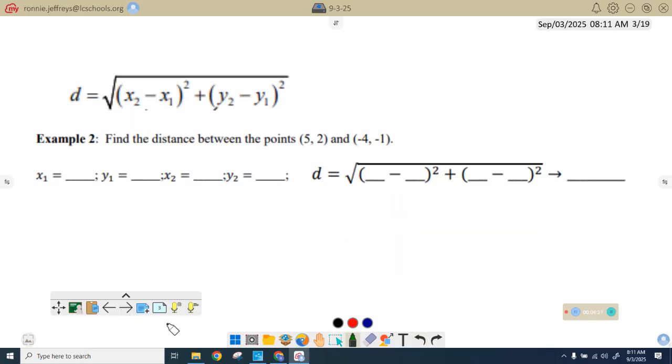All right, that was example 1. Example 2. -4, -1.